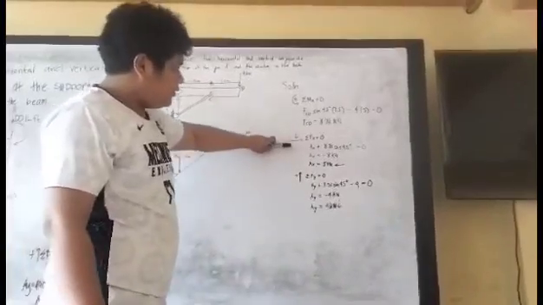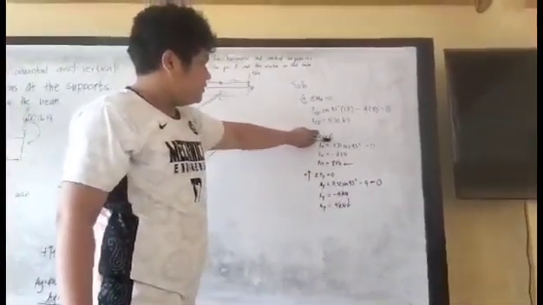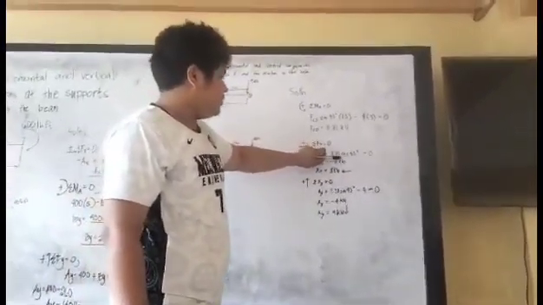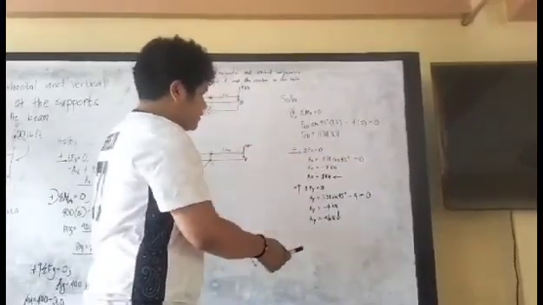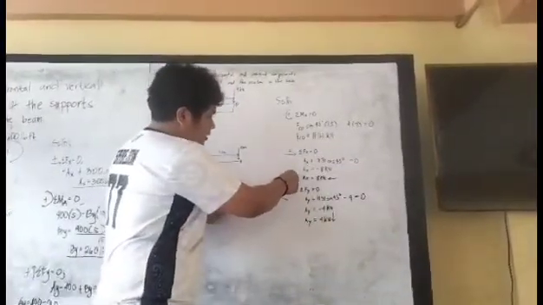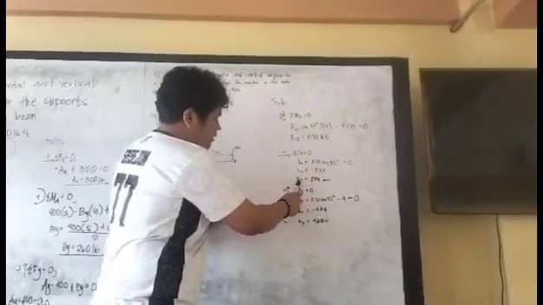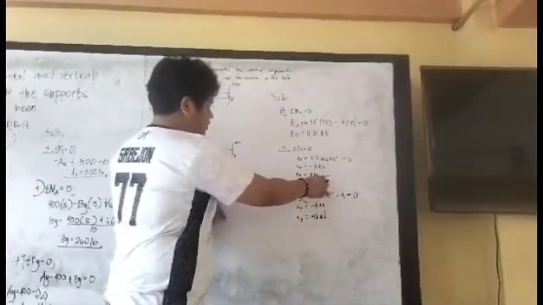Then next, we will look for the summation of forces along the x-axis. So we have AX plus 11.31 cosine 45 is equal to 0. If we calculate this, AX is equal to negative 8 kilonewtons, or AX is equal to 8 kilonewtons going to the left.